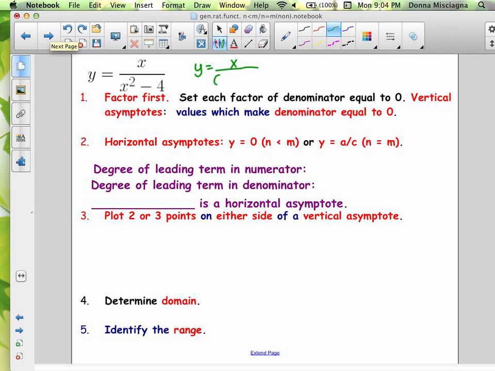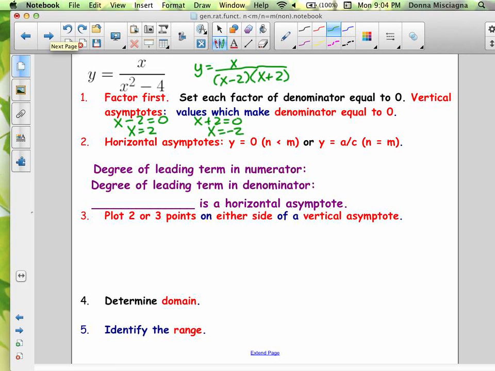So we can just factor that. It's going to be square root minus square root, so x minus 2 times square root plus square root. So x squared minus 4 factored is x minus 2 times x plus 2. All right, we have to set both of those factors equal to 0. So if x minus 2 equals 0, x equals 2 is one vertical asymptote. If x plus 2 equals 0, x equals -2 is the other vertical asymptote.